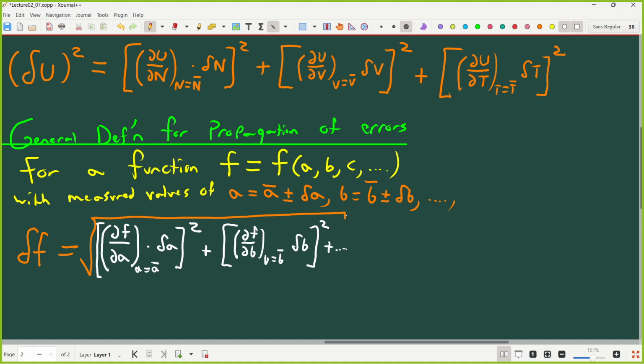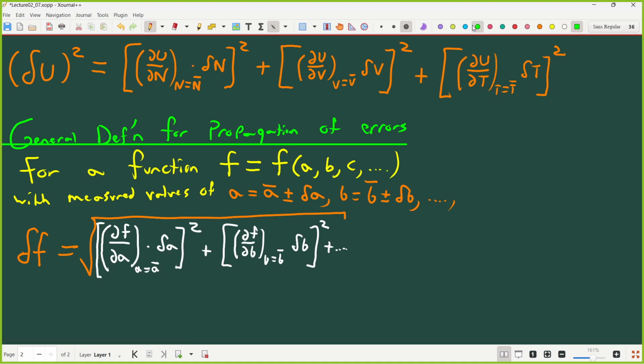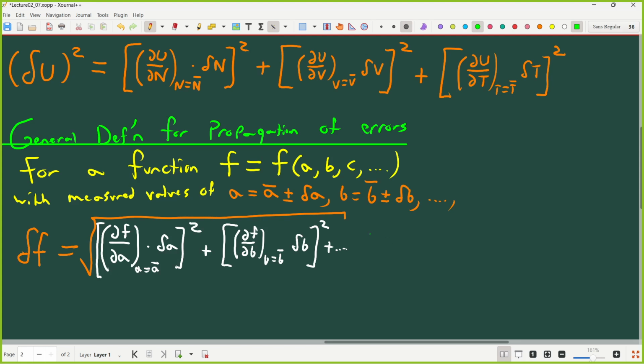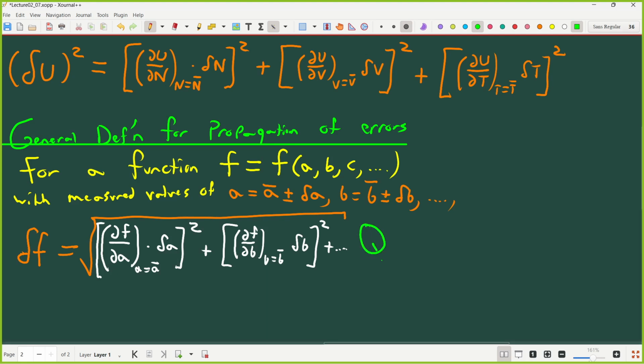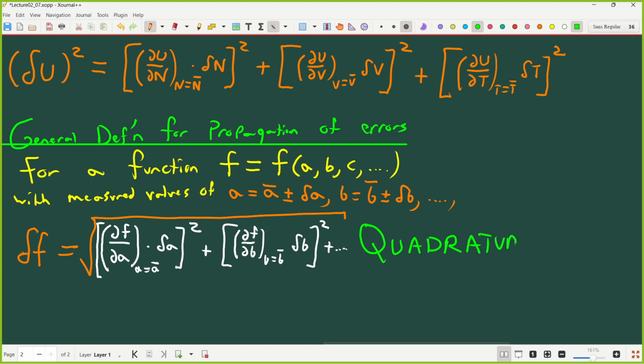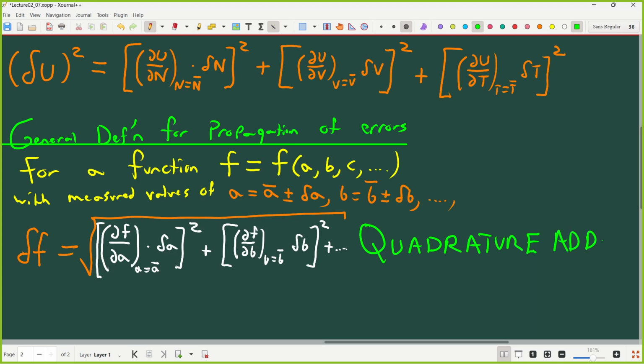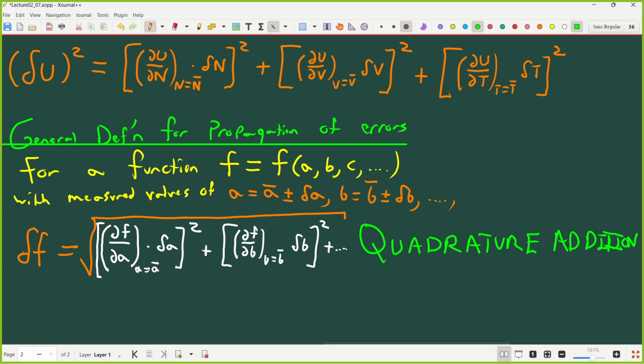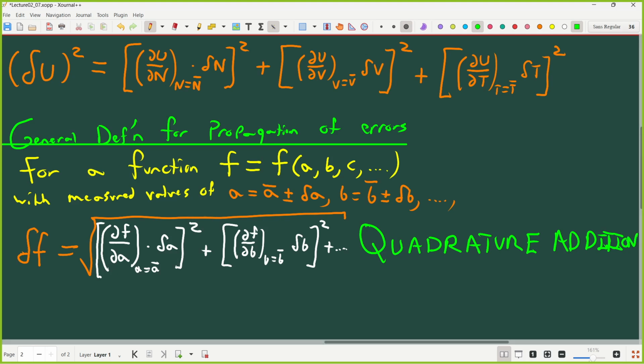And the term that physicists and statisticians use for this is called quadrature addition. When I say quadrature addition, that means that instead of summing numbers, we're summing the squares of numbers to get the square of the result.